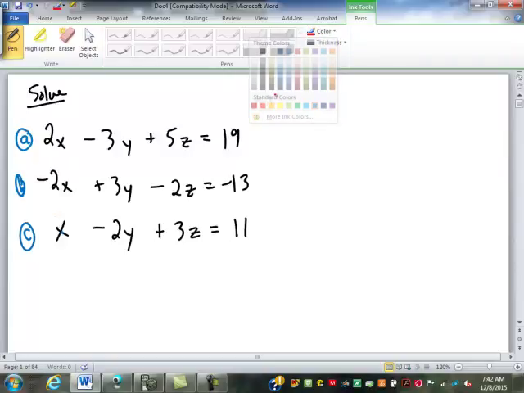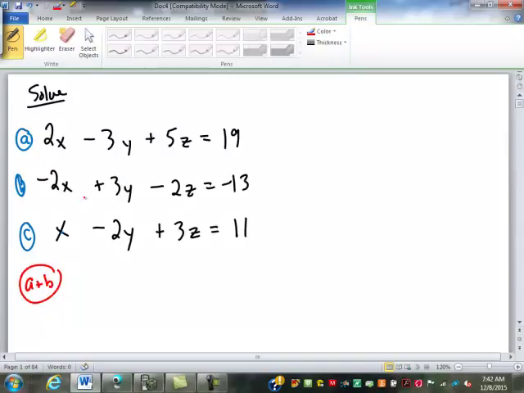I'm going to start out by doing A and B to get rid of x, right? But we notice something funny that happens here. 2x plus negative 2x is 0, cancels out. Negative 3y plus 3y, it also cancels out.